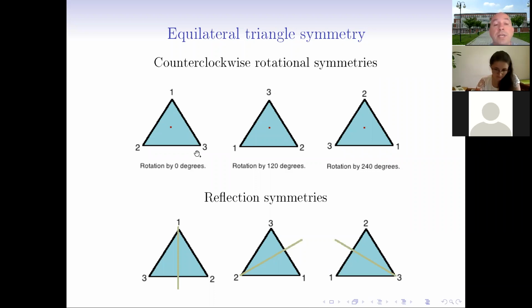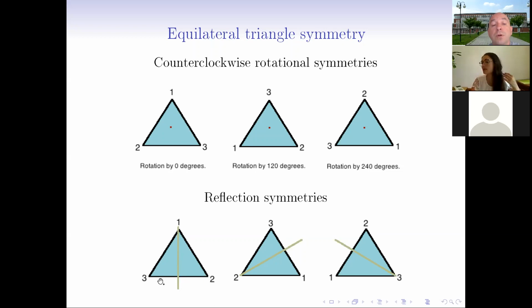First is the rotation by 0 degrees, which is the identity map because it does not do anything. Second, the rotation by 120 degrees. Third, the rotation by 240 degrees. And also the reflection symmetries, which are reflections or mirror symmetries with respect to some axis which goes through one of the vertices. This will be parameterized by the number of this vertex.